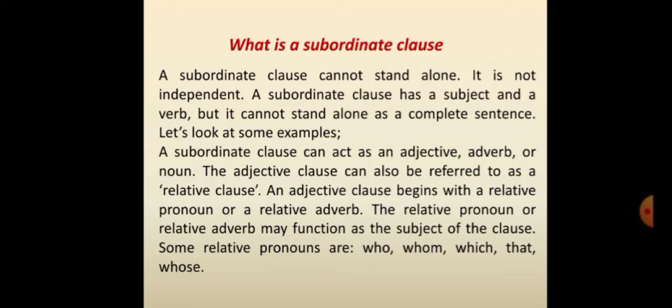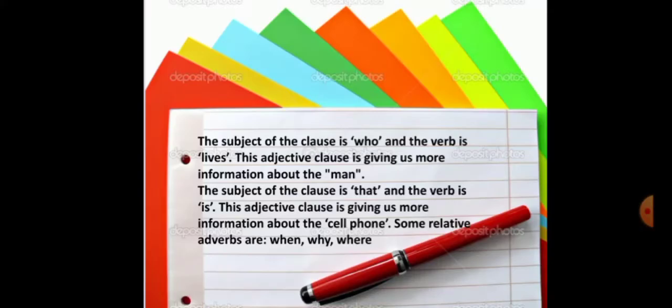An adjective clause begins with a relative pronoun or a relative adverb. The relative pronoun or relative adverb may function as the subject of the clause. Some relative pronouns are who, whom, which, that, whose. The subject of the clause is who and the verb is lives. This adjective clause is giving you more information about the man. The subject of the clause is that and the verb is. This adjective clause is giving you more information about the cell phone. Some relative adverbs are when, why, where.